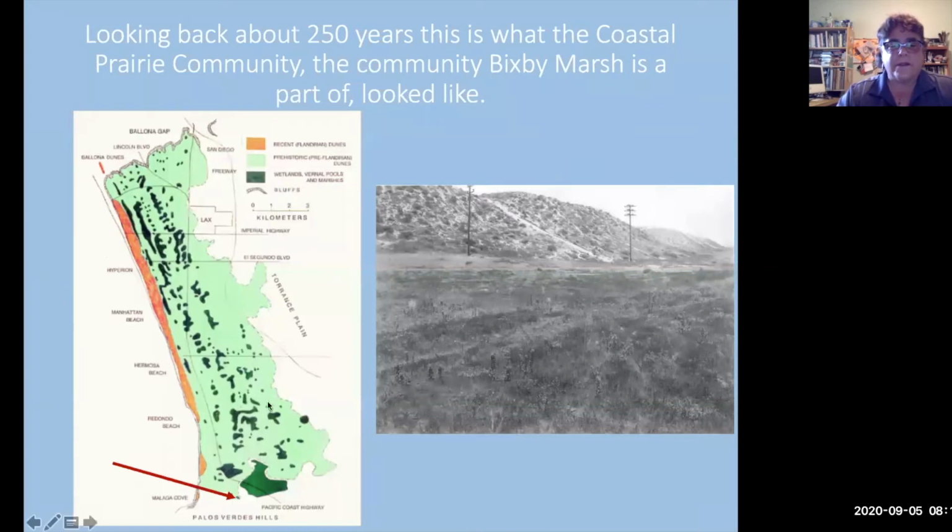So this is misdrawn. PCH isn't actually right there, it's down a little lower. So we're about right in here. All of this is about here. This is Harbor Park, maybe part of Alondra or the Gardena Willows, and everything else all the way up here is gone. 99% of the wetlands in California are gone. And so that makes Bixby Marsh even more important.